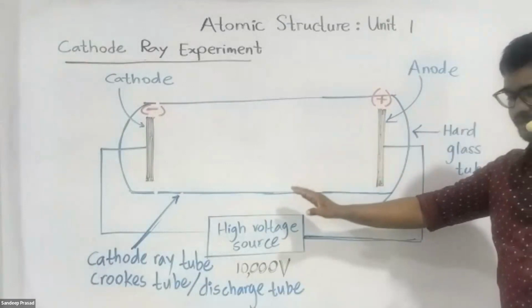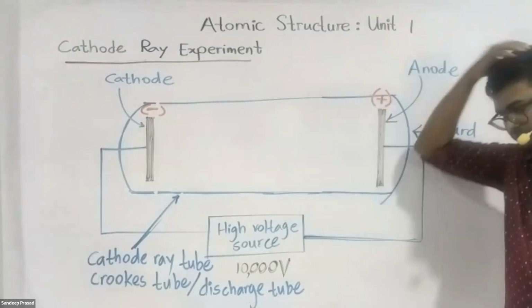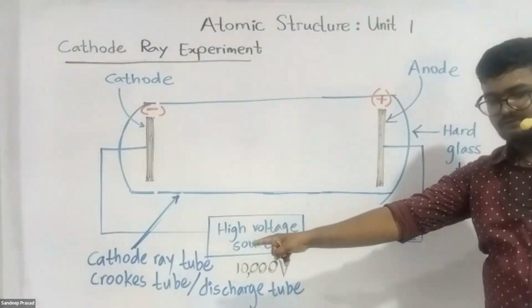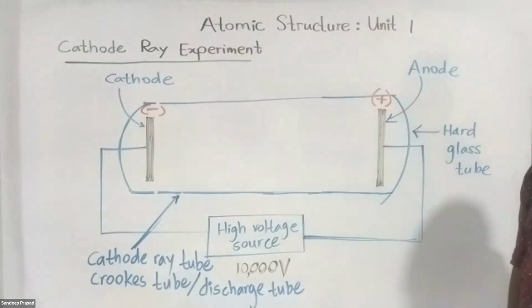So anyway, whether it is cathode ray tube or Crookes tube or discharge tube, this is actually a hard glass tube. I'll tell you why they have given the name cathode ray tube. And you know why they have given Crookes tube, to honor Sir William Crookes. Discharge means, again, I will explain it. Now this is the experimental system. We have an anode, and a high voltage source is connected to this cathode.